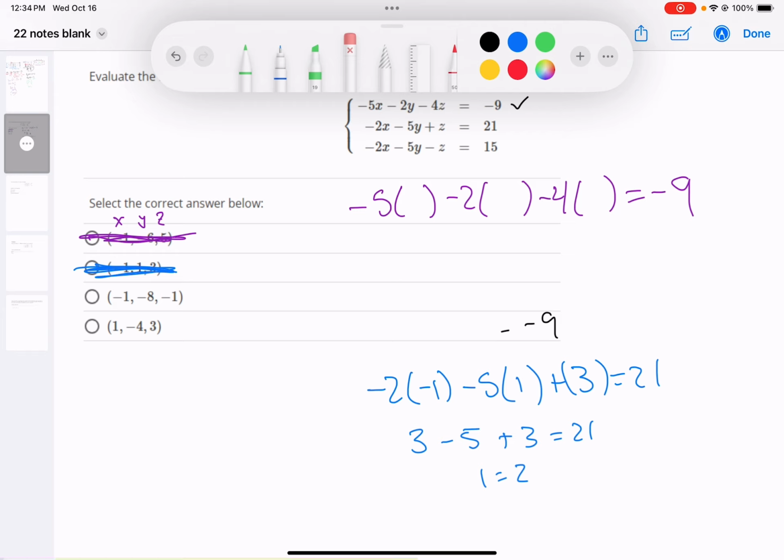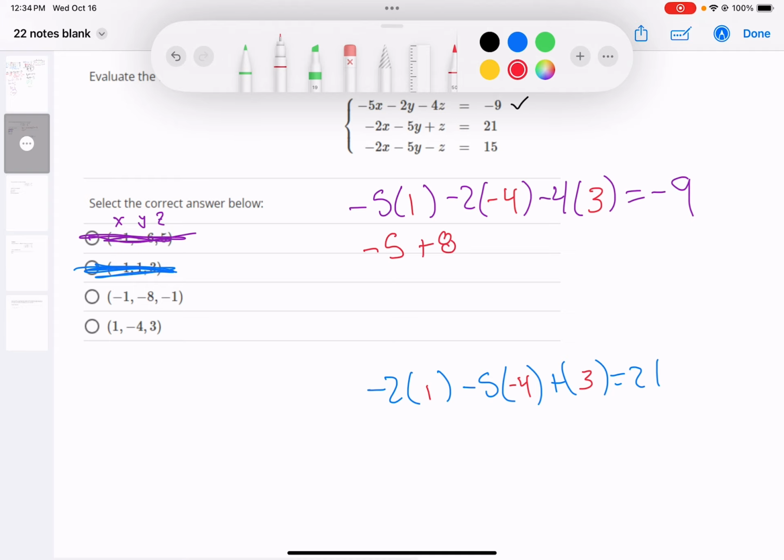So I'll just kind of prove that and kind of show you that I'm just erasing my inputs here, so I'm going to have to rewrite the entire equation. And so if I go in and I plug in a 1, -4, and a 3, and I'll do it with the third one, I'll get -5 plus 8 minus 12 equals -9. -5 plus 8, that's going to give me 3 minus 12 equals -9. -9 equals -9. True statement.